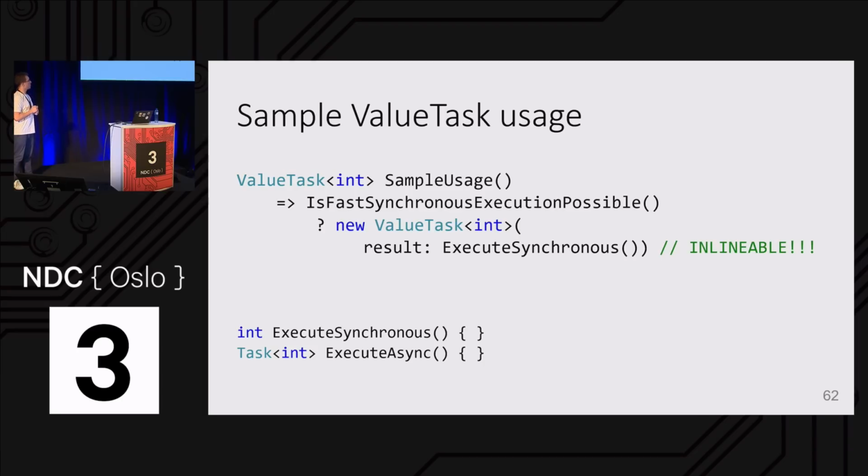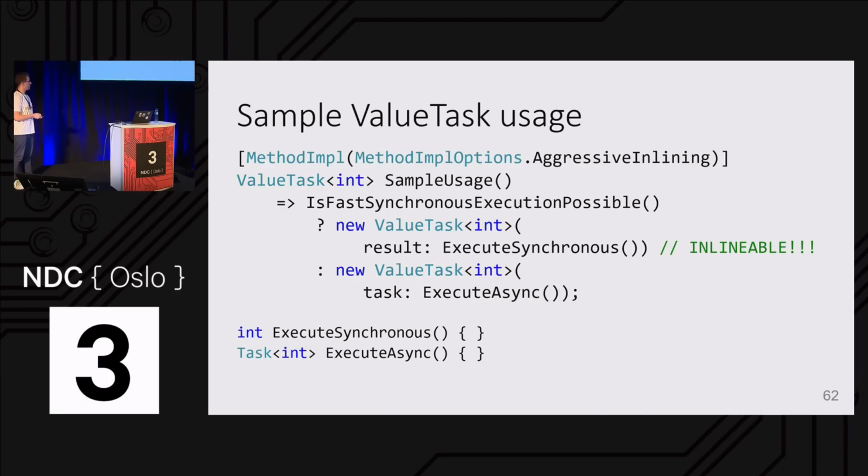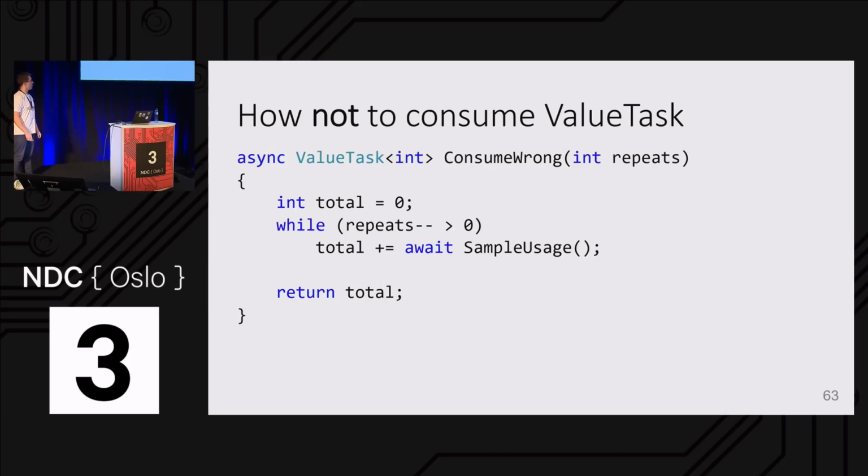When it's the opposite, we need to call the asynchronous method, which will allocate an asynchronous task, and we just wrap it into a ValueTask. And by default, this method is not going to be inlined because it's going to be too big and it's returning a big value type. So you might need to apply the aggressive inlining attribute if you also would like to gain benefits from inlining. And how not to consume the ValueTask.